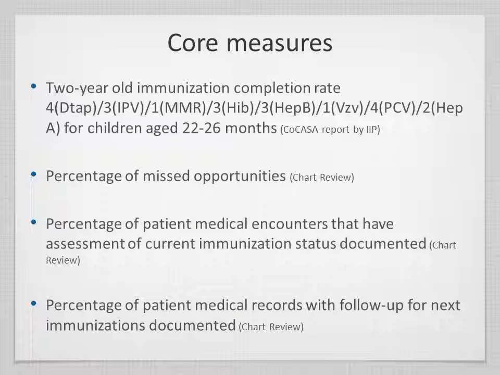The third measure will look at the percentage of patient medical encounters that have assessment of current immunization status documented. That too will be done through a monthly chart review. The last measure will be looking at the percentage of patient medical records with follow-up for next immunizations documented, and that will be done through monthly chart reviews.